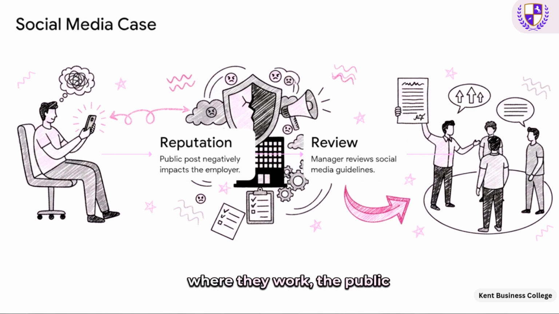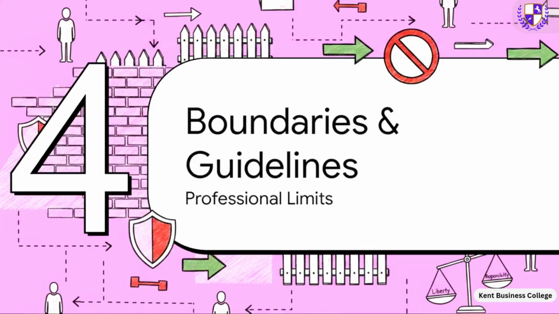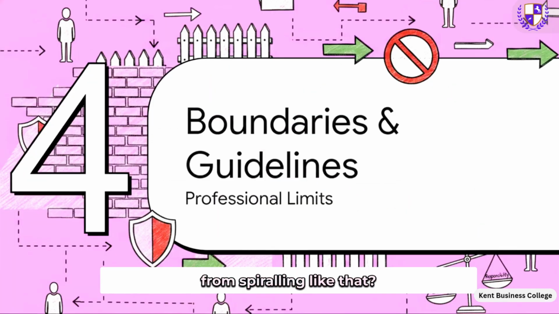If their profile says where they work, the public instantly links that controversial post right back to the company. Almost overnight, that one post can seriously damage the organizational reputation. Suddenly, you've got a manager scrambling to do a policy review, pulling up the workplace guidelines, and scheduling team meetings to urgently reestablish the baseline for respectful communication. What felt like a completely private choice has suddenly created a massive professional headache for everyone. So how do we stop things from spiraling like that?